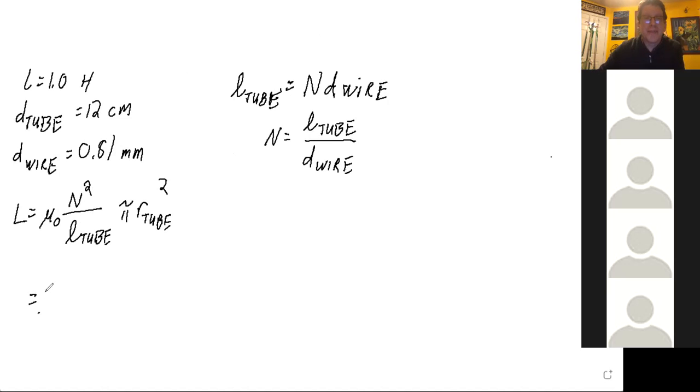So that's mu naught. N squared is the length of the tube squared, so that's L tube squared divided by L tube. So you just have L tube in the numerator, and then the diameter of the wire squared in the denominator. And you're multiplying by pi times the radius of the tube squared. And so you want to solve this for the length of the tube.